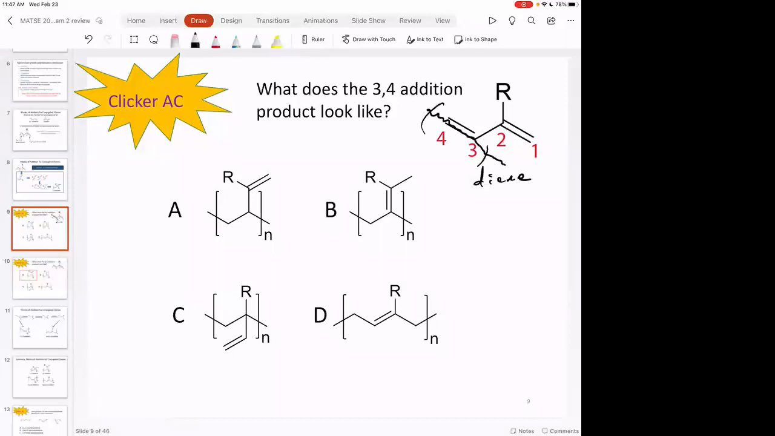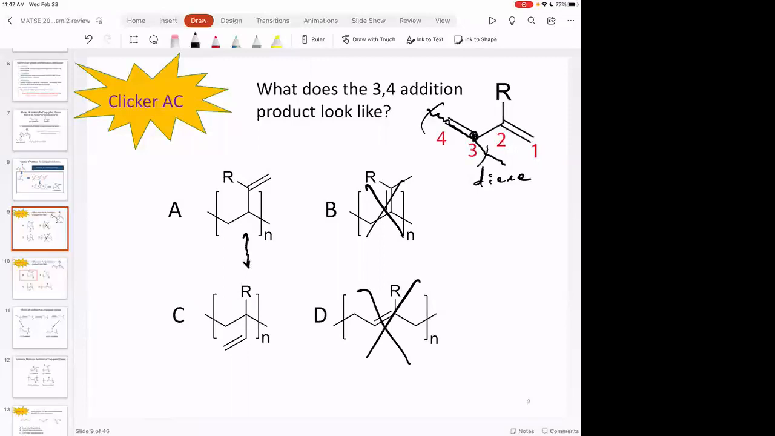So let's see, there's no double bond to the polymer chain. That's out. This is out because this is 1,4 addition. I need a pendant double bond somewhere. So how do I tell the difference between those two? Those two look similar to me. If I'm going fast and I don't have great resolution in Canvas on the diagram, how do I tell the difference between those two structures? What's the key?